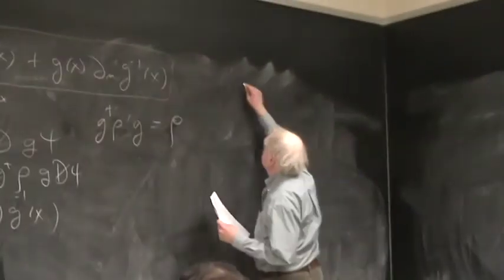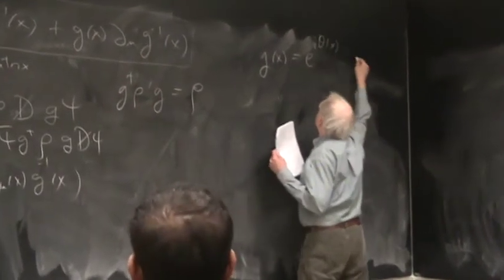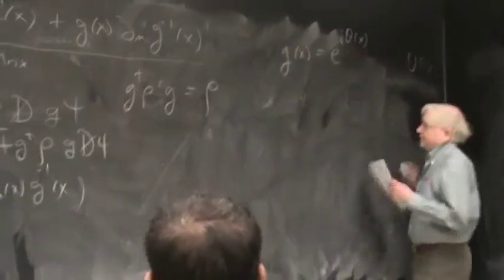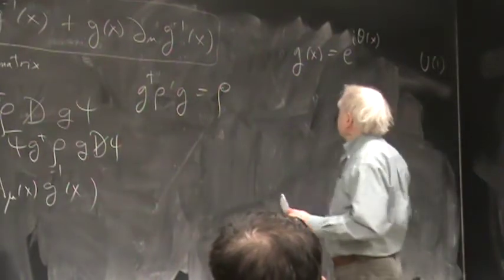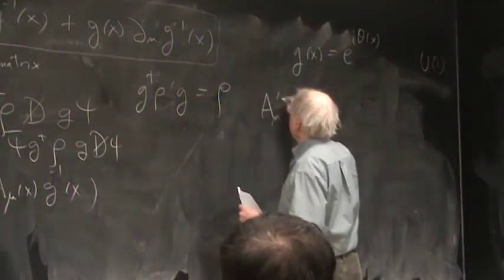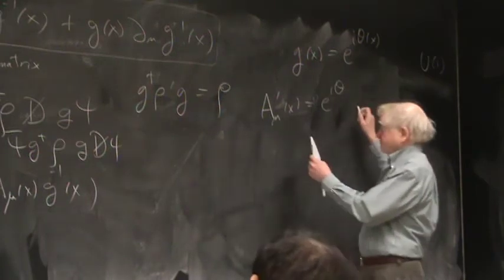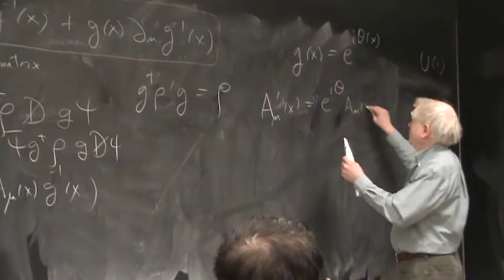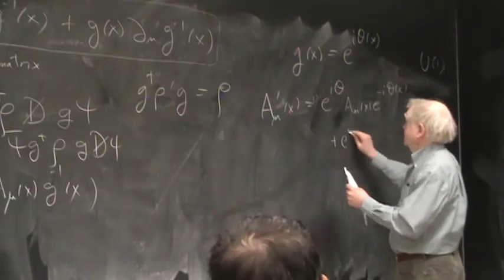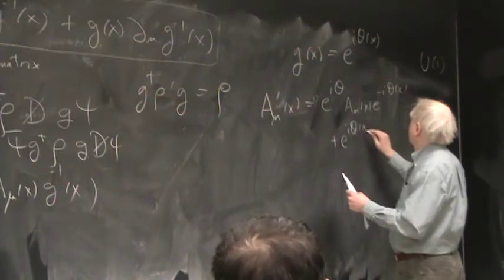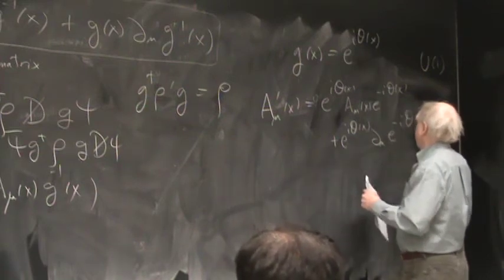And the simplest local symmetry is just U(1), where g(x) is e^{iθ(x)}. So this is U(1). This is what happens in electromagnetism. So now the gauge transformation is A'_μ(x) = e^{iθ(x)} A_μ(x) e^{-iθ(x)} + e^{iθ(x)} ∂_μ e^{-iθ(x)}.